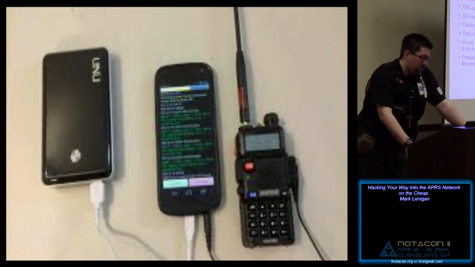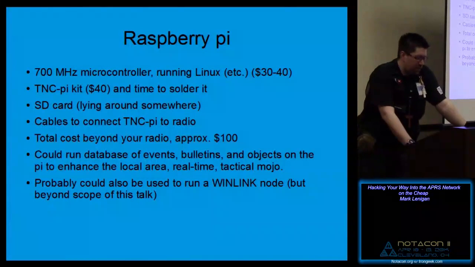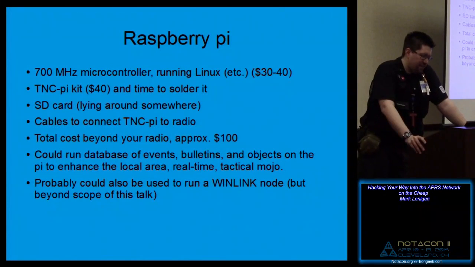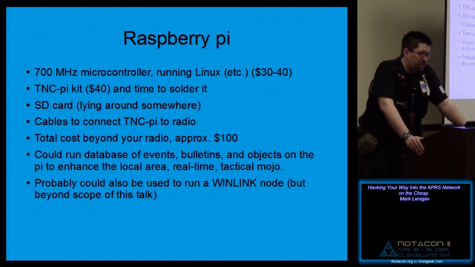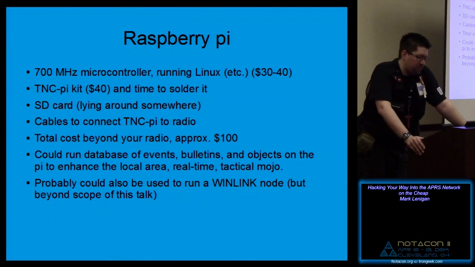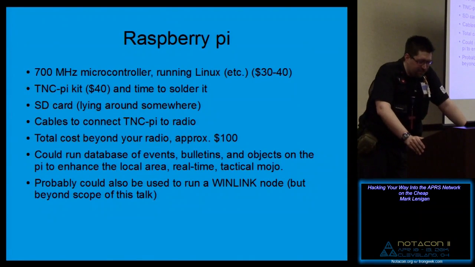The other thing you can do that is another cheap way to get on APRS, you'll probably wind up spending about $80. Well, it might be more like $90 with the cable. But a Raspberry Pi, the 700 megahertz microcontrollers that can run Linux, there's a kit, you have to solder it, it's called a TNC Pi, and you can get them for $40. You'll need an SD card for the Pi too, but again, we've got those lying around, right, guys? And it's about $100.